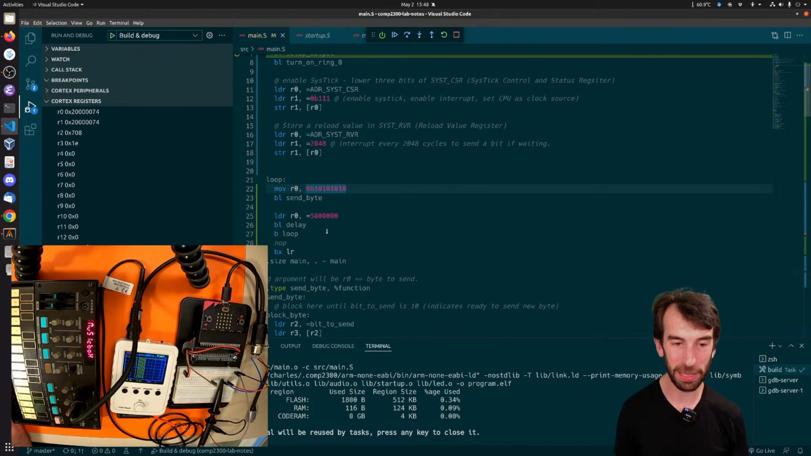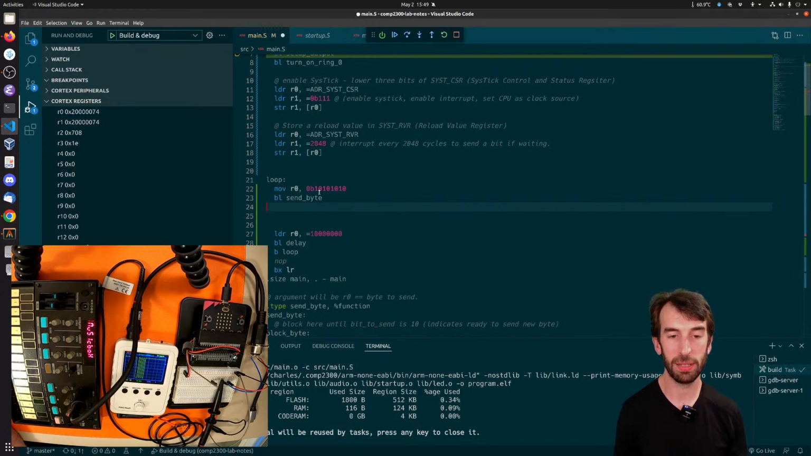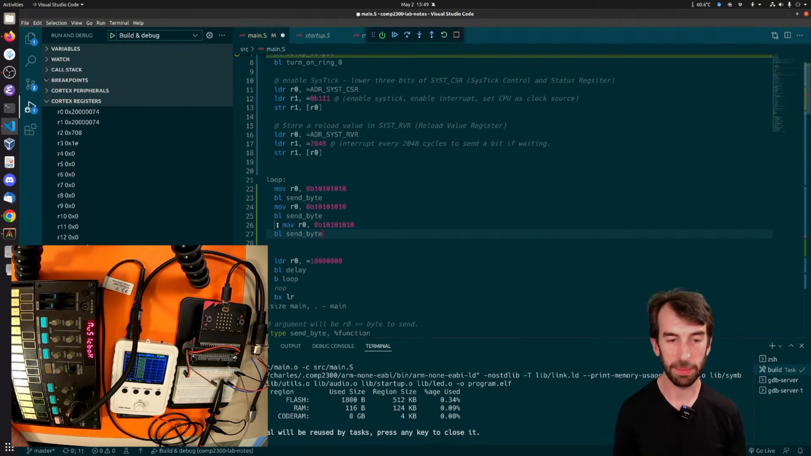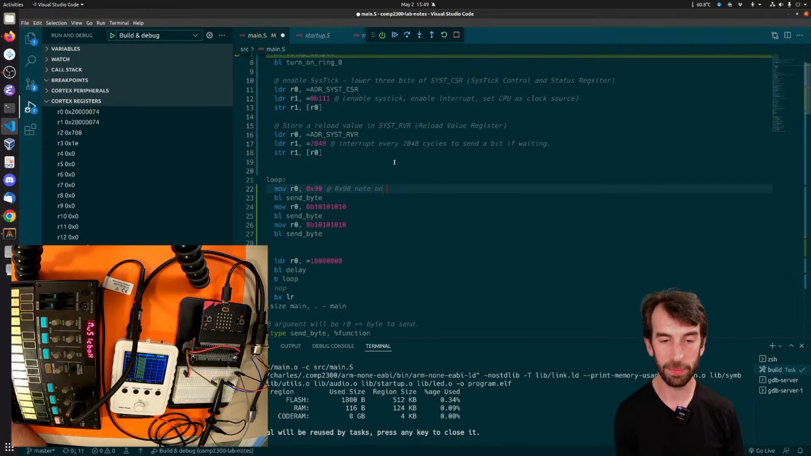So I'll go into my loop. I've got my delay there. I'll just make it a bit longer because I'm going to have to set up 3 bytes to send. 1, 2, 3. The first one is going to be my status byte, 0x90. That means note on in channel 0.